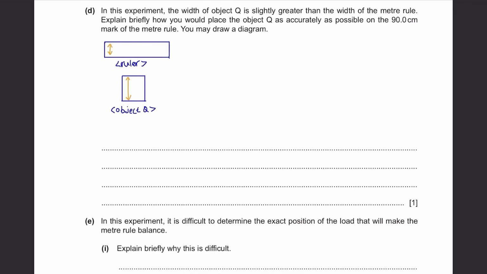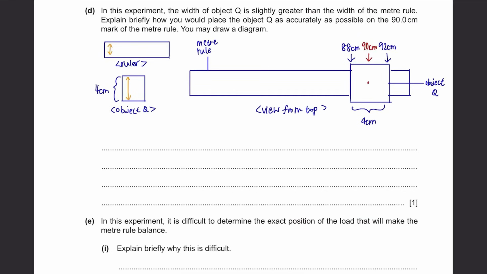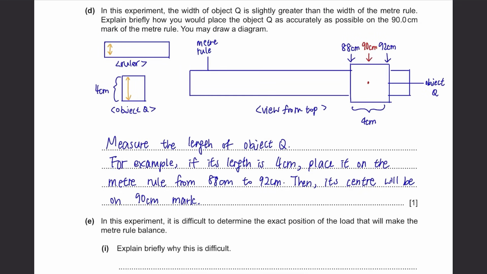Well, you can measure the length of the object Q and mark its center. Then let's say its length is 4 cm. It should be placed on the ruler from 88 cm to 92 cm to make sure its center is exactly on the 90 cm mark.